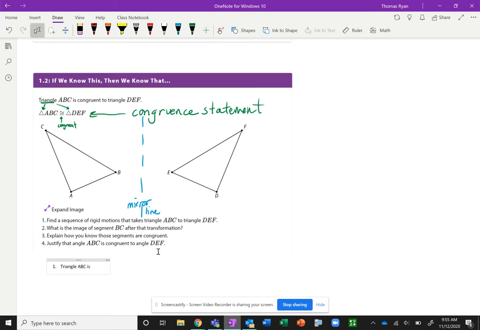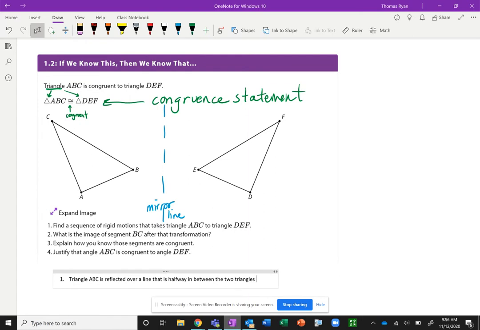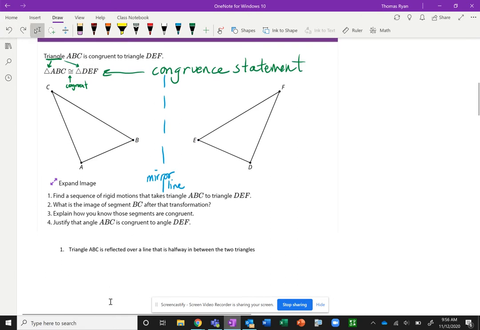triangle ABC is reflected over a line that is halfway in between the two triangles, right? So essentially, wherever this is halfway in between, so that we have the same distance here to here and the same distance here to here. So that's it. So a reflection should take care of it in one trip.